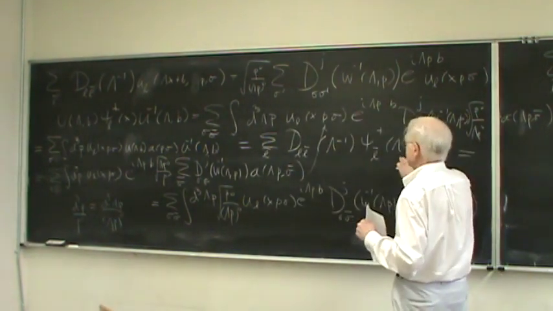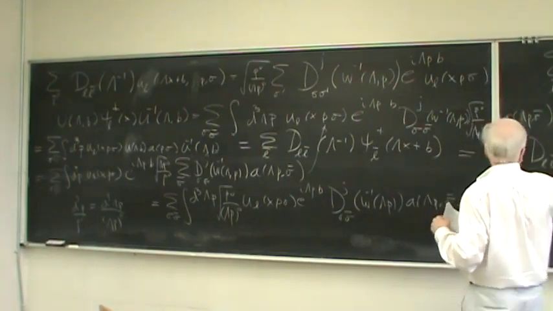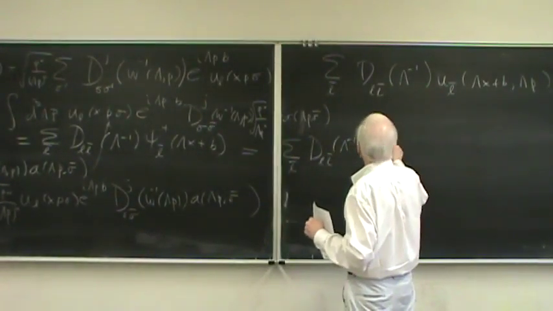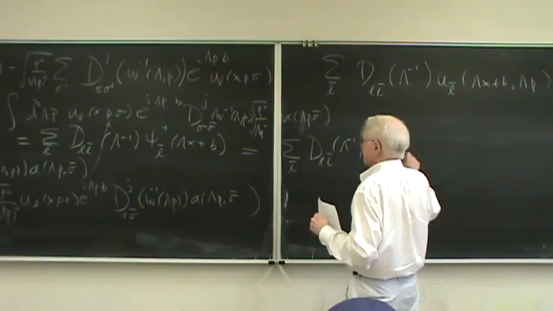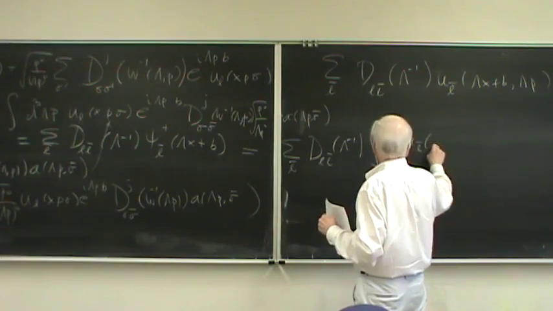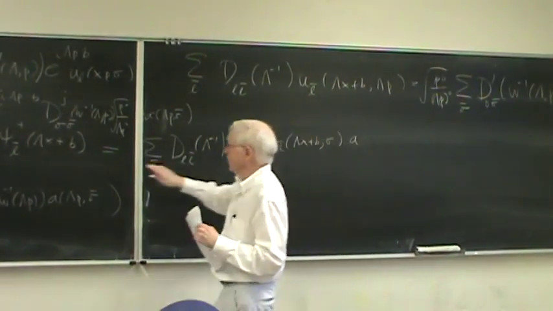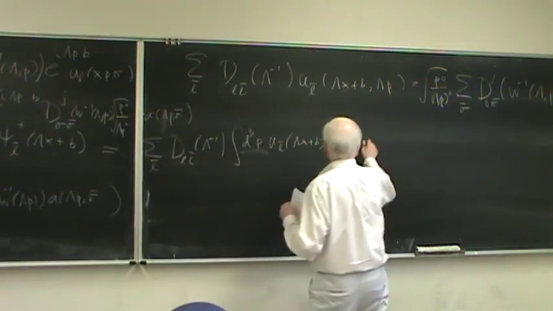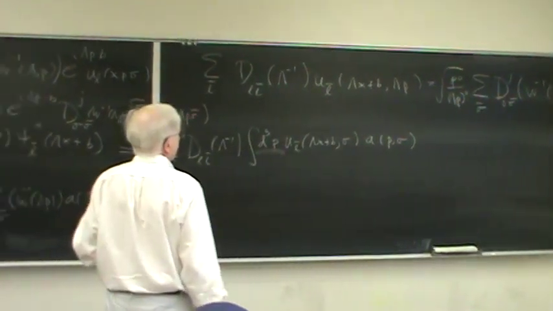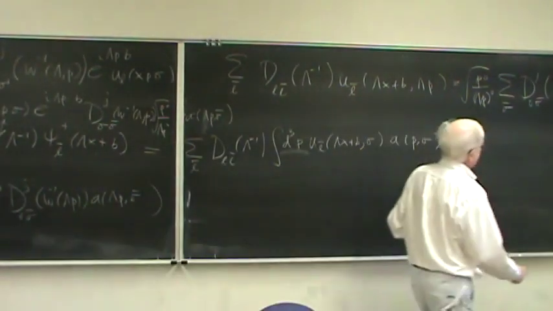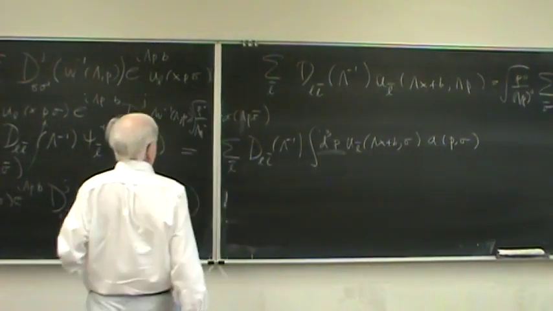And so what is this particular thing? This is then a sum on L bar, D_L L bar of lambda inverse, and integral, and if we just write it as dq p, then it's U_L bar of lambda x plus b, sigma, so I'm writing this thing, and that would be simply p and sigma. Right, so now we've gotten down to where we want this thing to be equal to that thing.